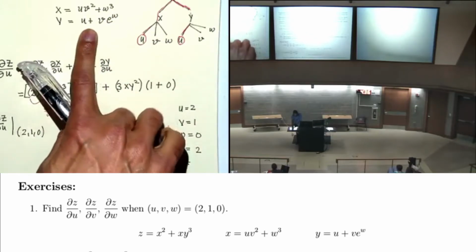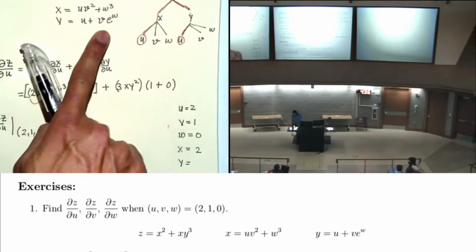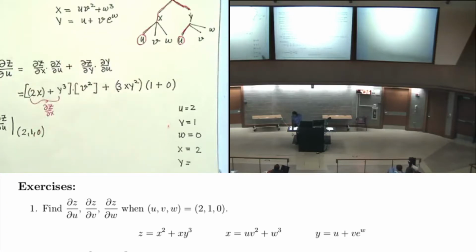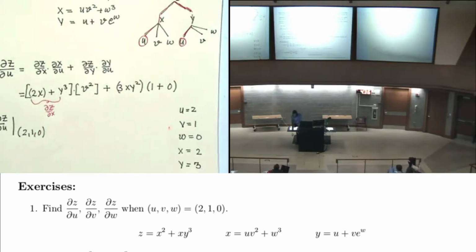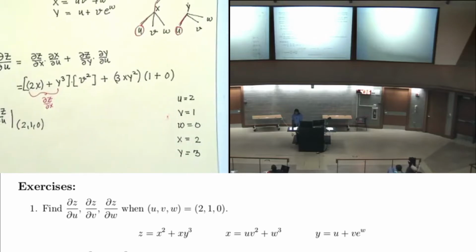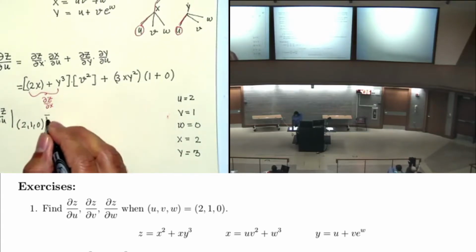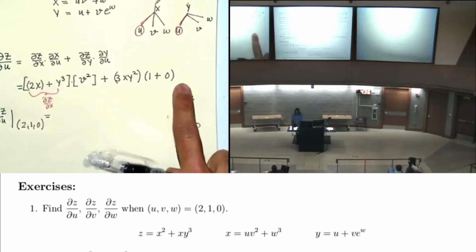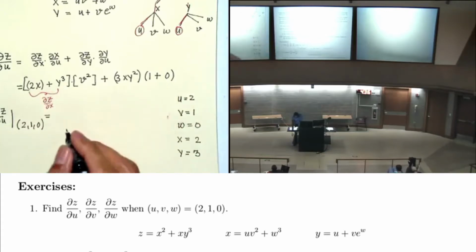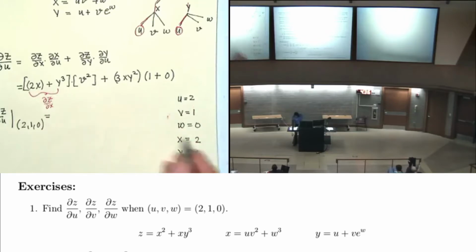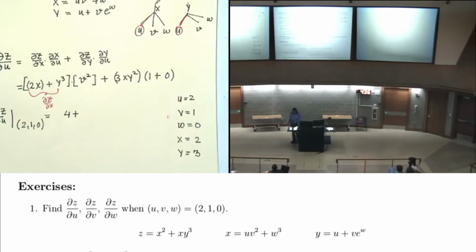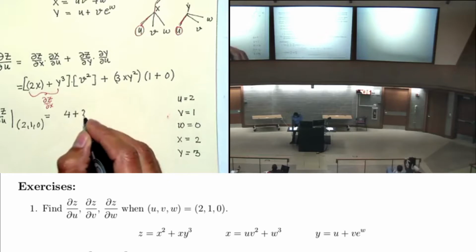And if I plug those numbers in here, u is 2, v is 1, and w is 0, this is going to be 2 plus 1, which is 3. Is that okay? Okay, plug in all this information, all these u, v, w, x, and y here, and let's see what we get. 2 times x, what is x? X is 2, so 2 times 2 is 4, plus y cubed. Y is 3, and 3 cubed is 27.